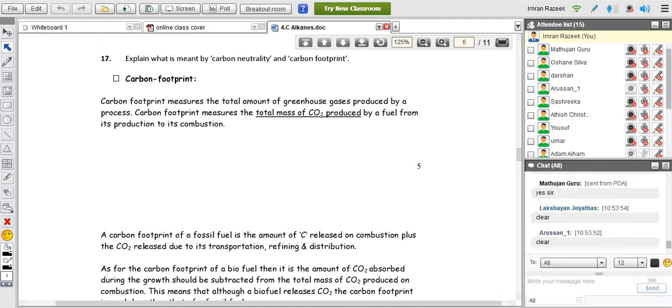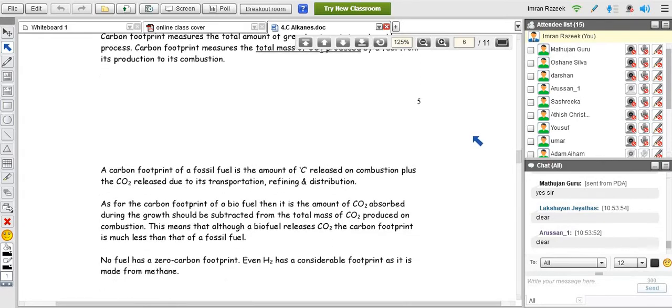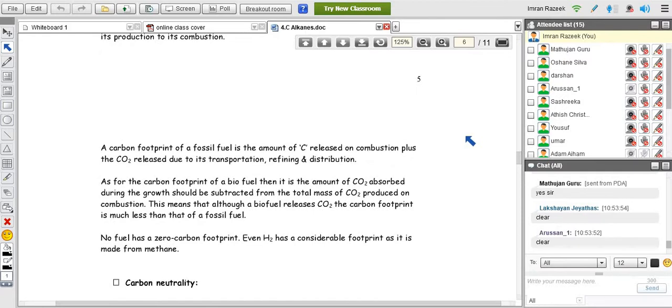If you take a fossil fuel, the carbon footprint is the amount of carbon released by the combustion process, and also carbon dioxide released as a result of transportation, because you have to extract the crude oil and transport it from the extraction site. So during transportation, before even burning the fuel, you have burned fuel and released carbon dioxide. Refining and distribution all produce carbon dioxide gas as well.